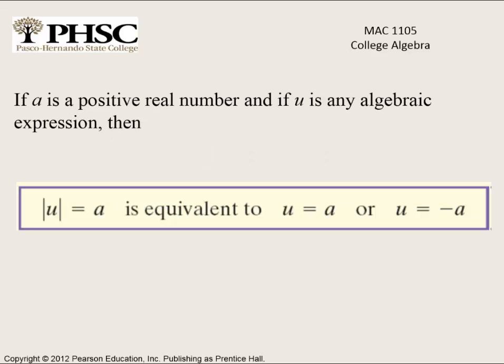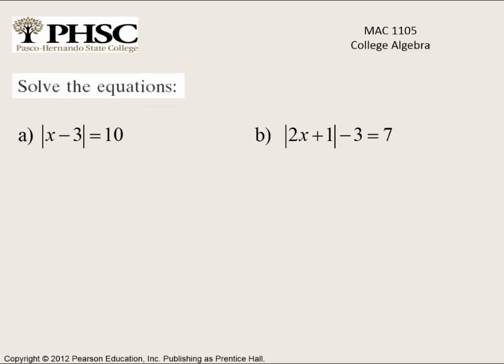So let's say that a is a positive real number, and let's say that u is any algebraic expression. Then the absolute value of u equals a is equivalent to saying that u is either a positive a, or u is a negative a. So there are two possibilities when we take u out of the absolute value bars. So let's look at two examples.